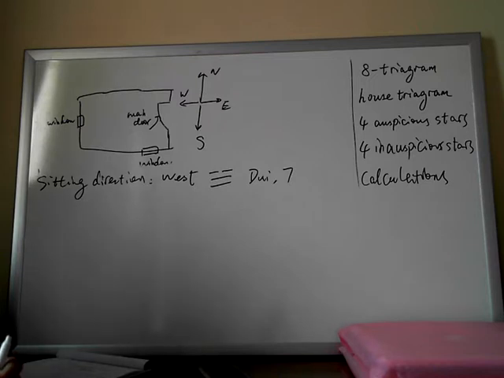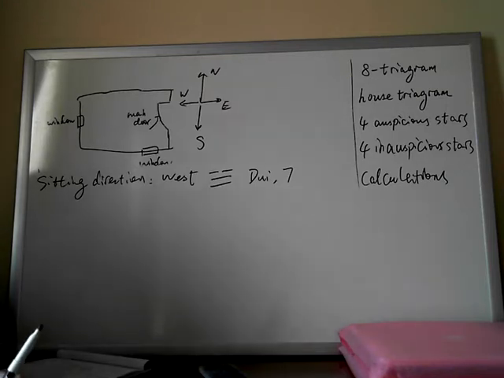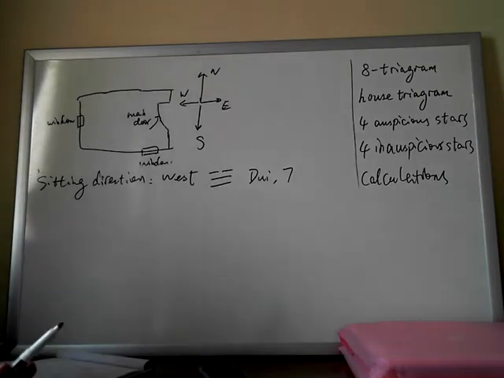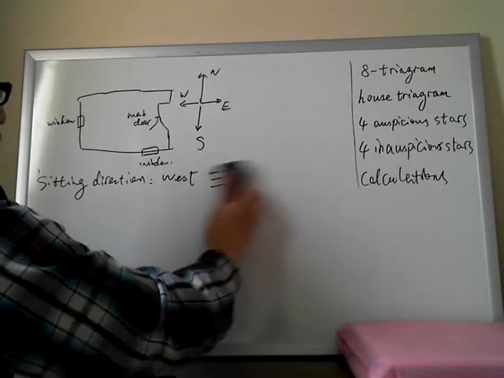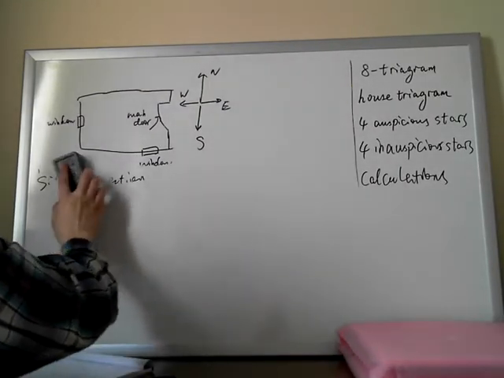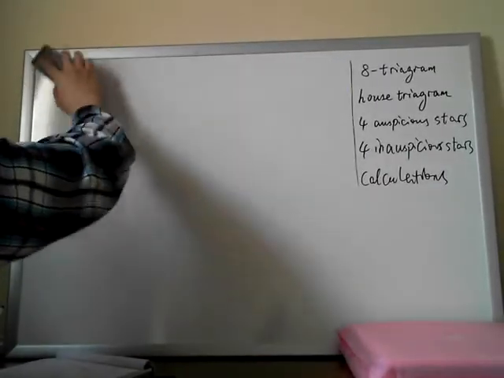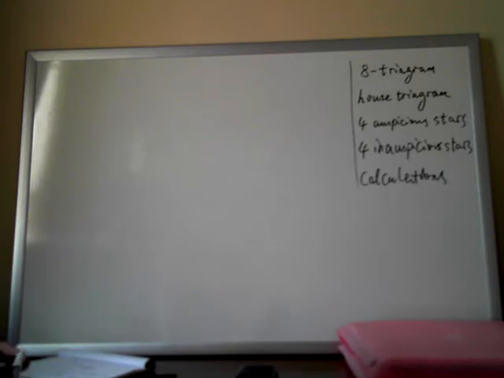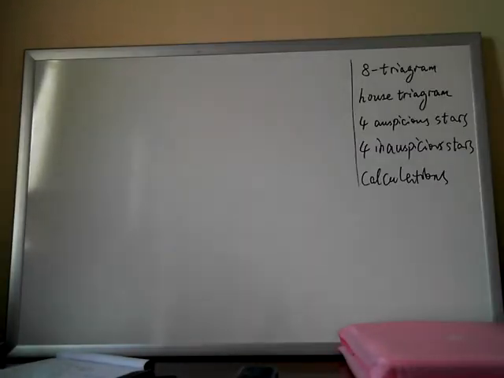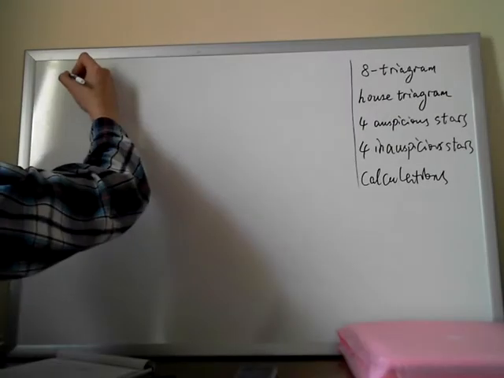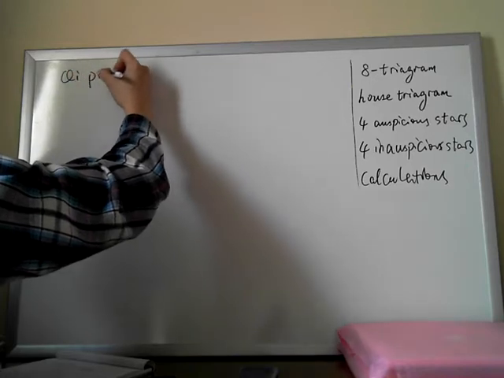So the house trigram will be used to calculate which star is in which sector of the house, as I will introduce soon. The 4 auspicious stars and 4 inauspicious stars. Here the star is not the planet. In feng shui, when we say star, it's usually about the qi profile. Do you still remember what qi is?